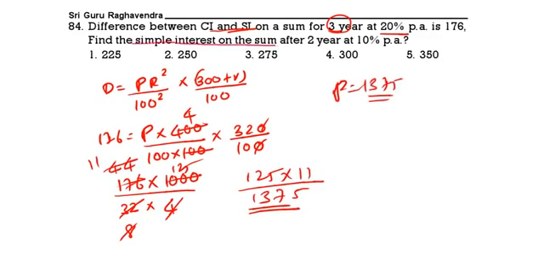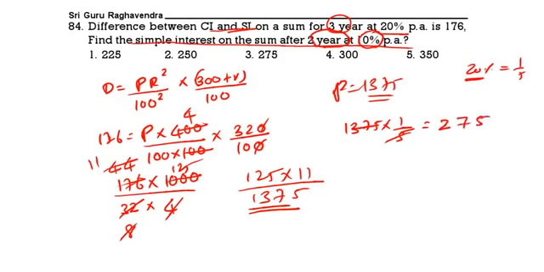Now find the simple interest. 2 years at 10% means 20%. 20% means 1 by 5. So 5 2s 10, 5 7s, 5 5s. 275 is the correct answer.